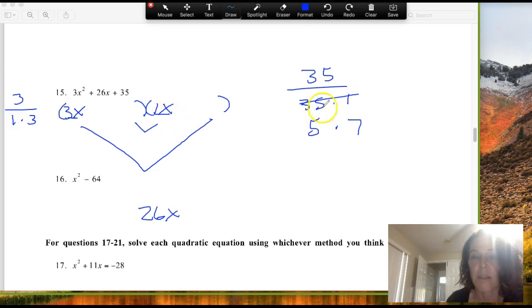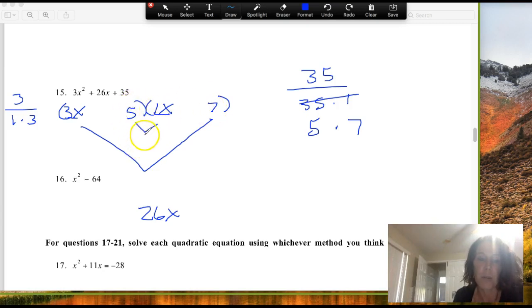Let's try 5 and 7. I could have gone 35 and 1, or I could have gone 1 and 35. That's not going to work for sure. So let's try 5 and 7. Now, do I do 5 here and 7 here, or do I do 7 here and 5 here? I'm going to guess and check. Let's do 5 and 7 and see what happens.